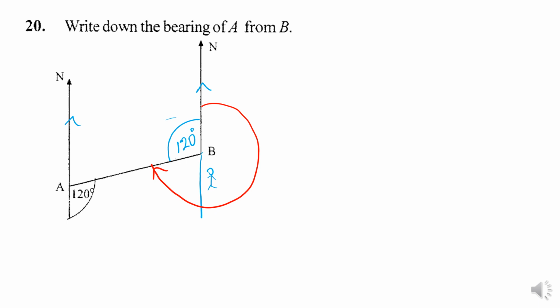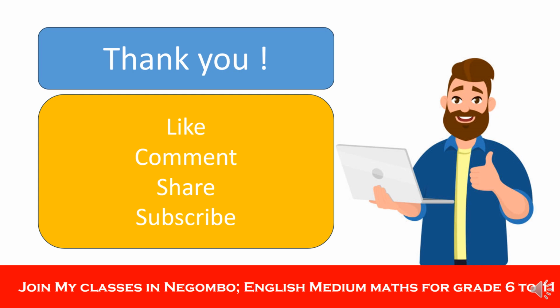And now this bearing is equal to 360 minus 120, and then you get 240 degrees. So the bearing is 240, and this is how you get the answer for the 20th question. And now we have finished this first part of the paper, and we will do the second part next.